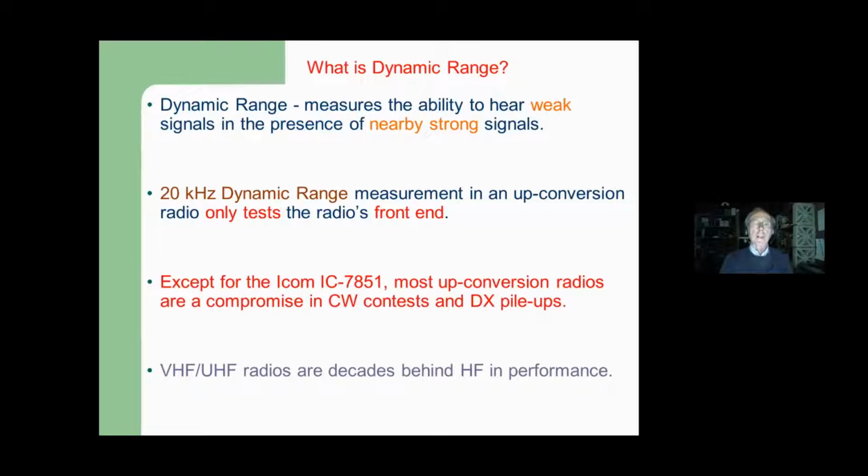So what is this? It measures the ability to work a weak station in the presence of lots of strong QRM. And when the term was defined in 1975, the testing was only done at a 20 kilohertz spacing, and that was okay for the most part for radios designed in the 60s or the 70s. But as technology and the architecture changed, it became a less than desirable test because it only tested the front end.